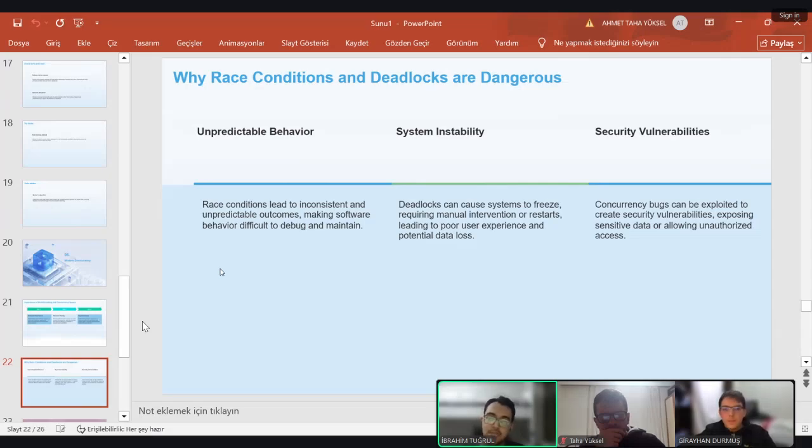Race conditions lead to inconsistent and unpredictable outcomes, making software behavior difficult to debug and maintain, which I gave an example of a moment ago. Deadlocks can cause systems to freeze, requiring manual intervention or restarts, leading to poor user experience and potential data loss, which happened, as I said earlier. Concurrency bugs can be exploited to create security vulnerabilities, exposing sensitive data or allowing unauthorized access.